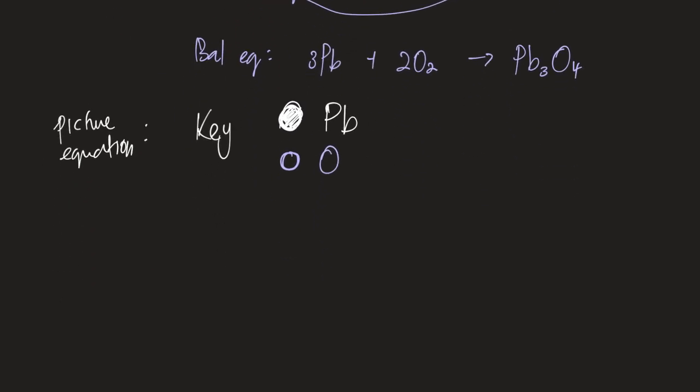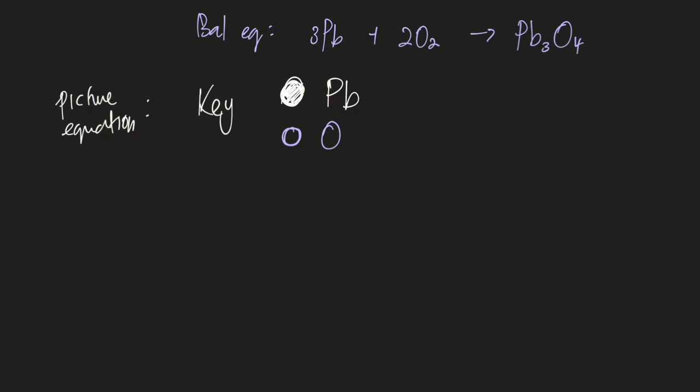Now they're saying, according to the balanced equation, it starts with 3Pb. So I'm going to go 1, 2, 3, color them in, plus 2 O2 molecules. Now I know about oxygen, they come in pairs, so that's one molecule of oxygen, and there's another molecule of oxygen, and that becomes 1 Pb3O4.